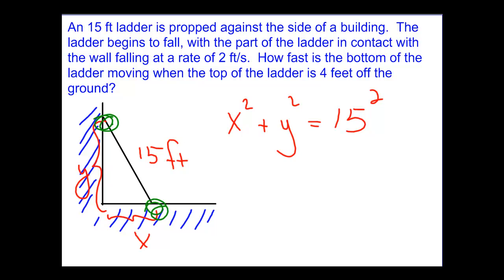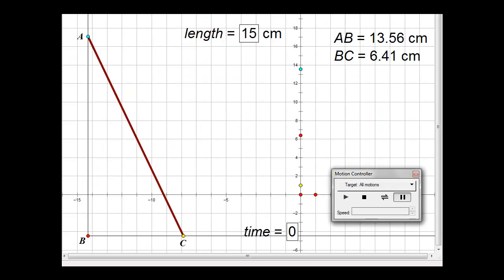Let's take a look at a brief animation I've put together here. You can see what's going on. We have a ladder here. This brown segment with endpoints A and C represents the ladder, and we're going to let this ladder fall so that point A, the point in contact with the top of the wall, is moving at a constant rate downward, and we're going to observe what happens to point C.